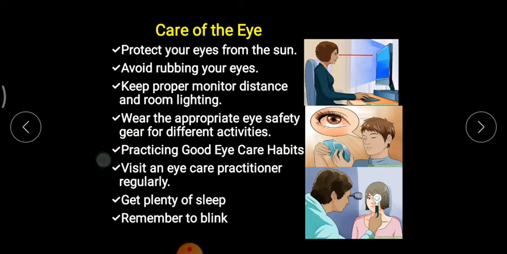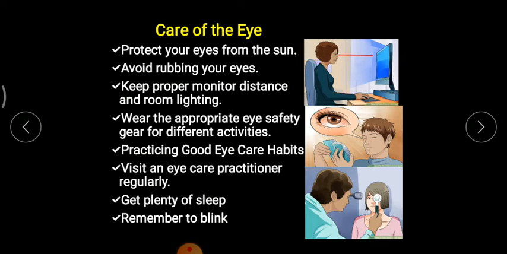Practice good eye care habits. You should always practice good eye care habits, like having proper lighting in your rooms and trying to blink your eyes. These sorts of habits should be inculcated in you. Visit an eye care practitioner regularly. Whatever small or minor defects are happening, you should frequently visit your doctor so that any mishap can be avoided. And very important, get plenty of sleep so that eye cells get enough rest and can function properly. And always remember to blink.